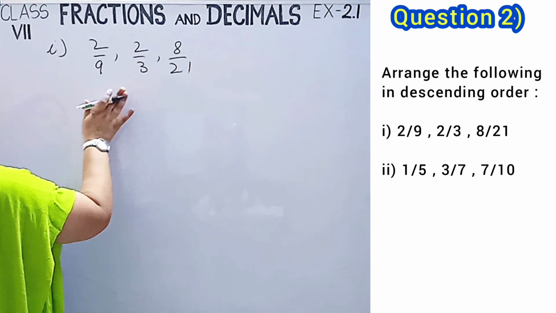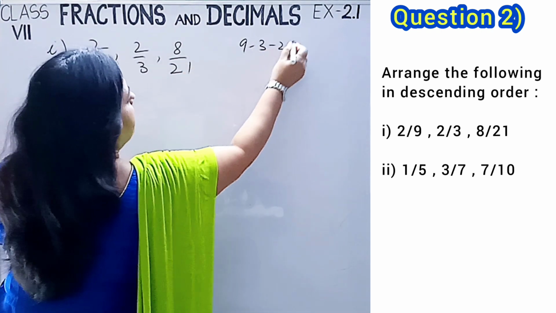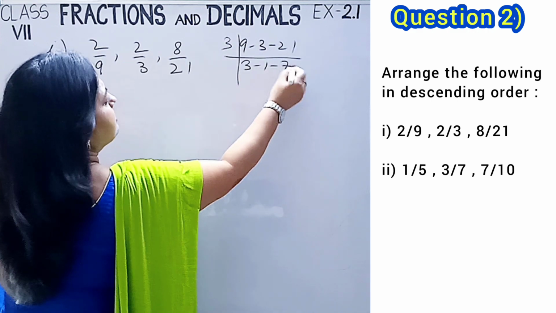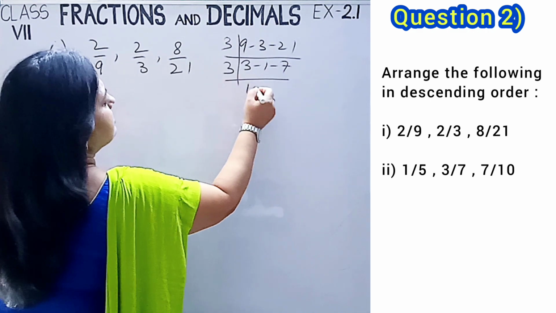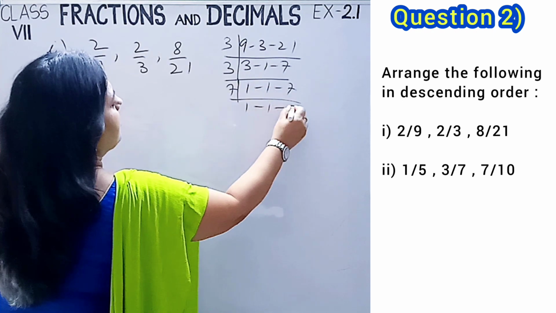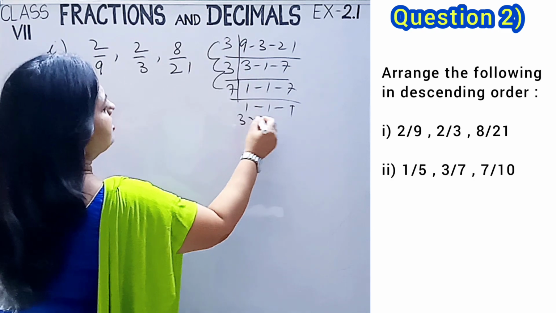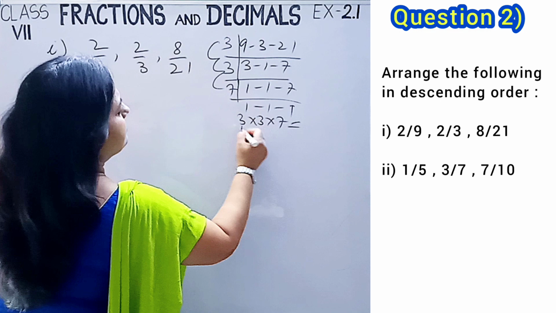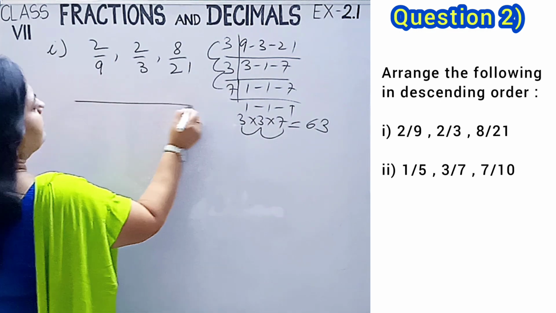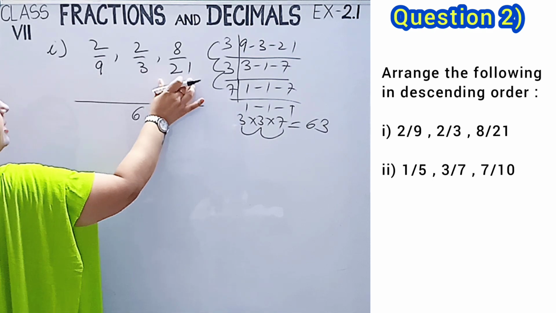So first of all we have to take LCM of 9, 3, 21. So 3 3s are 9, 3 1s are 3, 3 7s are 21, 3 1s are 3, 7, last one is 7. It means we have to multiply 3, 3 and 7. 3 into 3 into 7. After multiplying these 3, we get 63. It means 63 is the LCM of 9, 3, 21.